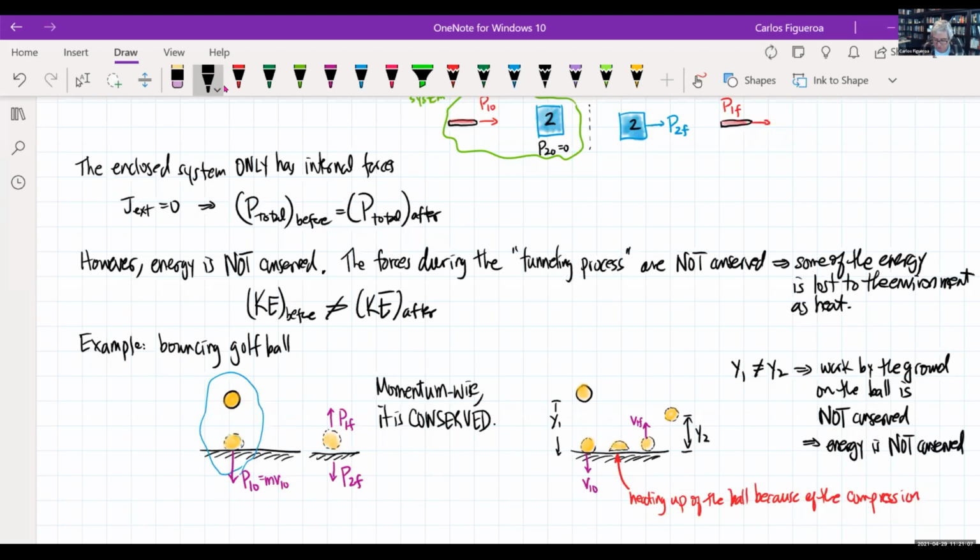That is a sure statement of conservation of energy not working in this scenario. Therefore, we call that an inelastic collision.